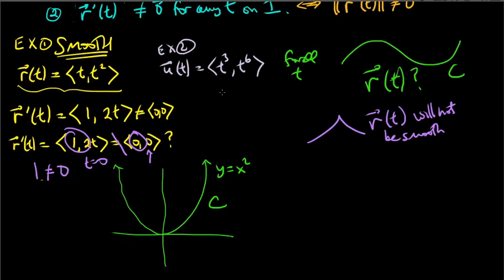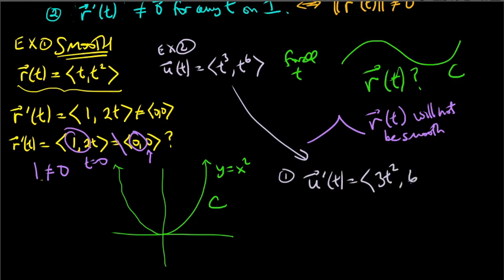What about the second example here, this u of t up over here? I'm running out of space. Can I go down here? So the first part, we have to take the derivative of u. So u prime of t is going to be 3t squared and then 6t to the 5. And of course, each component function is clearly continuous. They're not only continuous, they're differentiable, so we can take the second derivative and so on. Okay, so that's the first part. The second part is, does this equal 0?